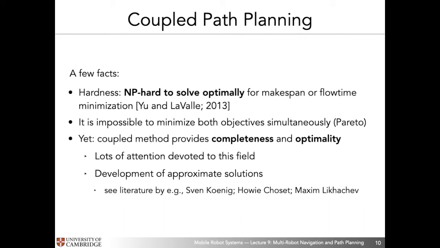Yet on the other hand, we also know that the coupled methods provide us completeness as well as optimality. And this is actually the main reason why we're so keen on deploying solutions that have been solved through coupled planners. Yet the intractability is a problem, and because of that, lots of attention has been devoted to this field, and it is a very active research area. And because of this, there is still an ongoing thrust where approximate solutions are being proposed. I encourage those of you who are interested to look deeper into this by looking at papers and literature by a few of these authors that I have noted here, as well as others that you will be able to find through following these links. Okay.